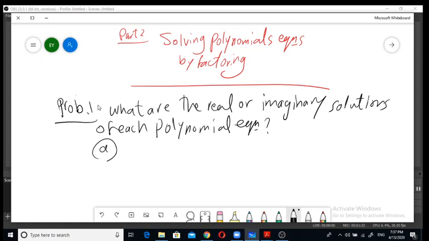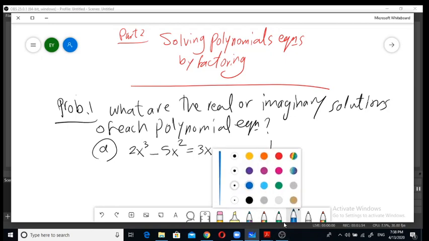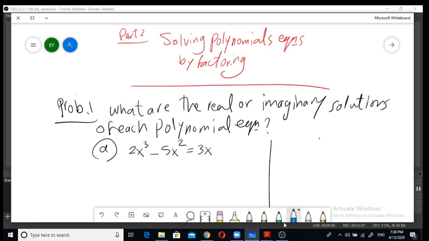First one, if we have an equation of 2x cubed minus 5x squared equal to 3x. How can we find the solution for this equation? We have a polynomial equation. As we have studied before, we are going to use the factoring techniques, but first we have to know some steps that we are going to use in our solutions.